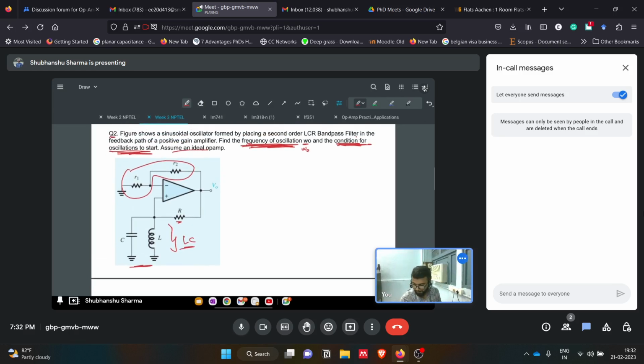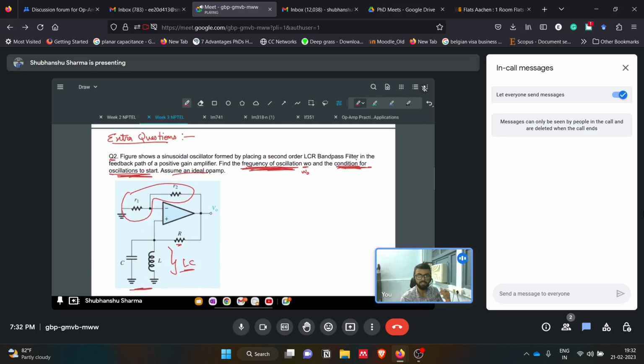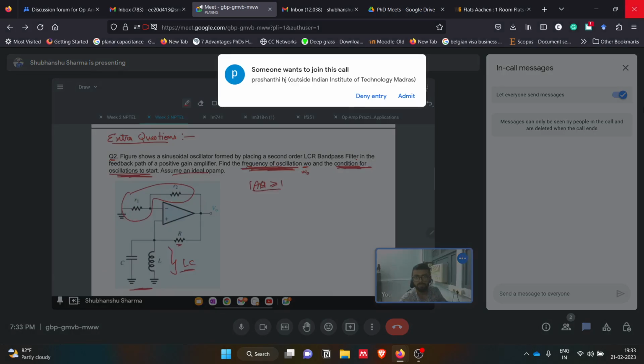So first you will think, how can we do this? We know that the Barkhausen criterion is there in our mind. So we know that mod A beta is greater than or equal to 1.